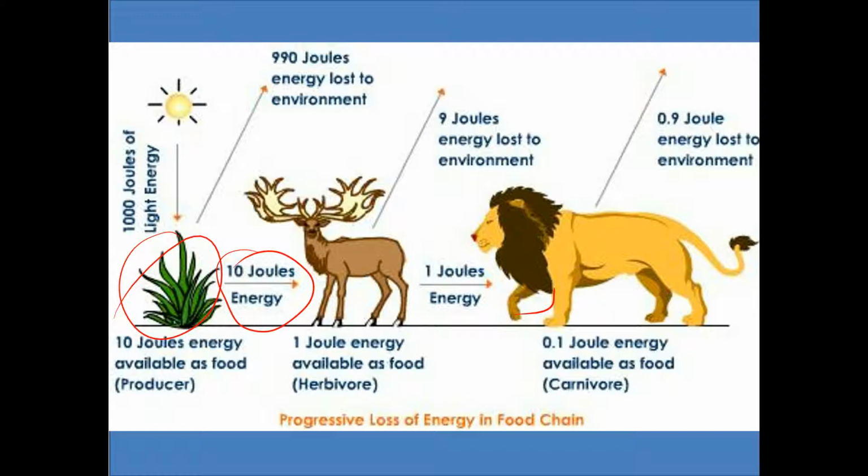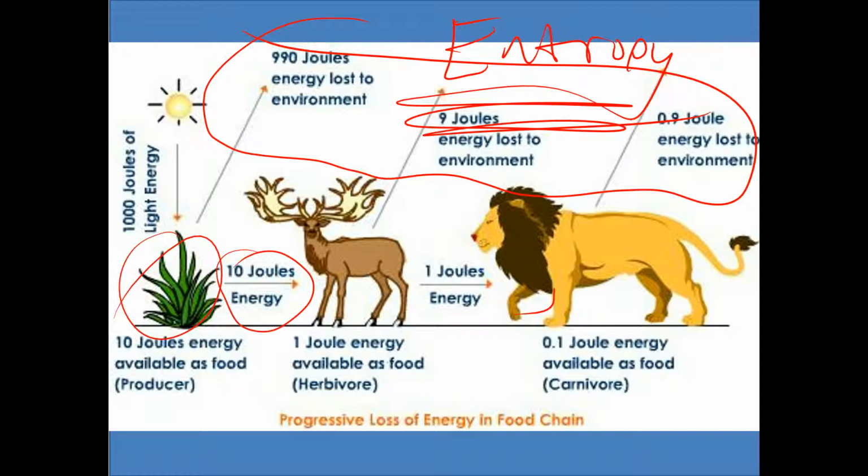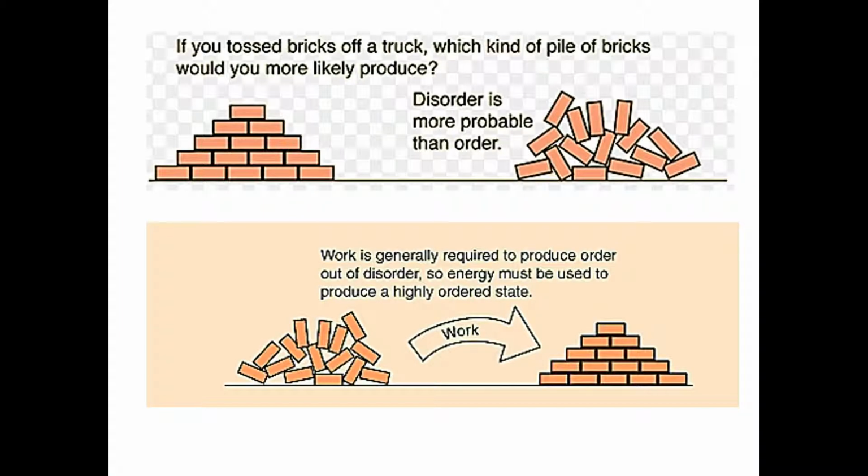And so on. Basically, this loss of energy to the environment is due to entropy. So, thinking about this idea of entropy, think about which is more likely. If you're driving down the road sitting in the back of a truck and tossing bricks out, are they going to be in a nice little stacked pyramid, or are they going to be disordered, all in a jumble? Well, this is the more probable scenario.